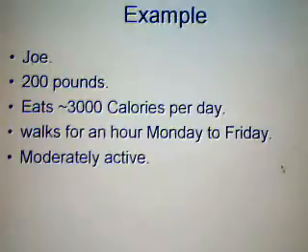So let's go into the example. There's this guy Joe. He weighs 200 pounds. He eats about 3,000 calories per day, and he walks for an hour Monday to Friday. So we'll call him moderately active for walking for an hour Monday to Friday.